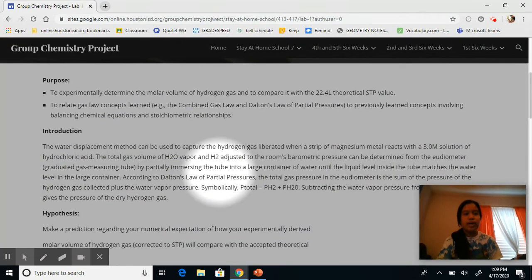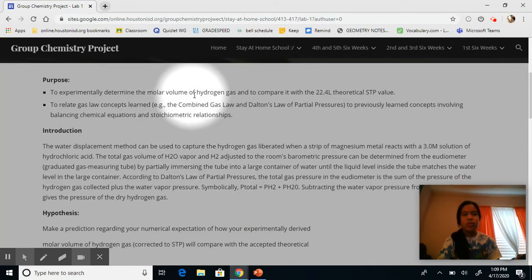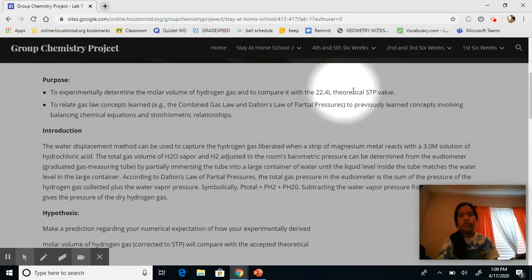The purpose of this lab was to experimentally determine the molar volume of hydrogen gas and to compare it to the 22.4 liter theoretical STP value, and to relate gas concepts learned, e.g. the combined gas law and Dalton's law of partial pressure, to previously learned concepts involving balancing chemical equations with mole relationships.